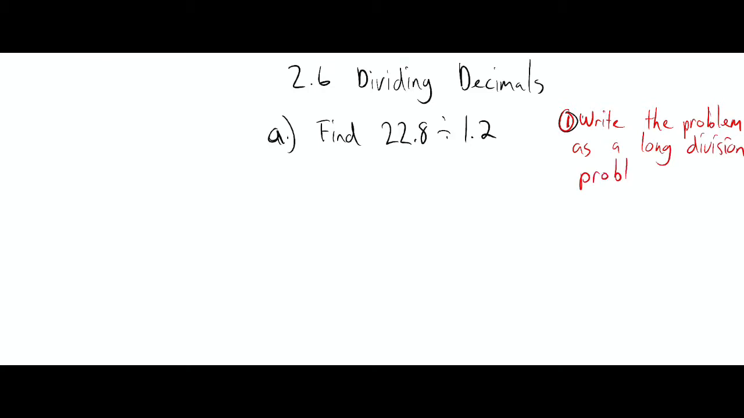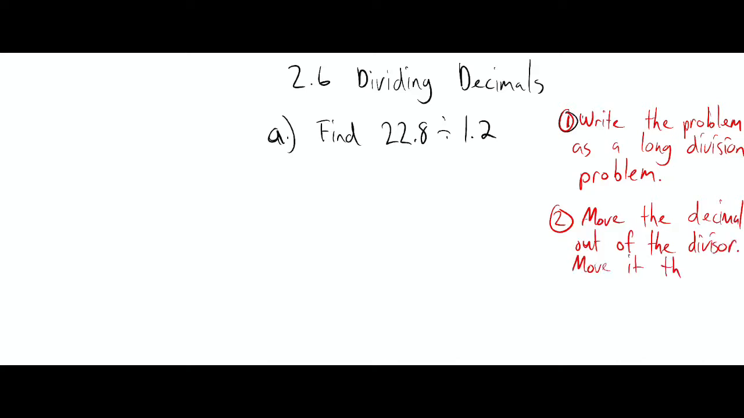Then once we have it in a long division problem, the next part is to move it out of the divisor and move the same amount of places in the dividend. So this can be done in this problem by moving from 1.2 to 12 and then 22.8 over to 228. But we'll do that in a second. So yeah, move the decimal out of the divisor, move it the same amount of times in the dividend.